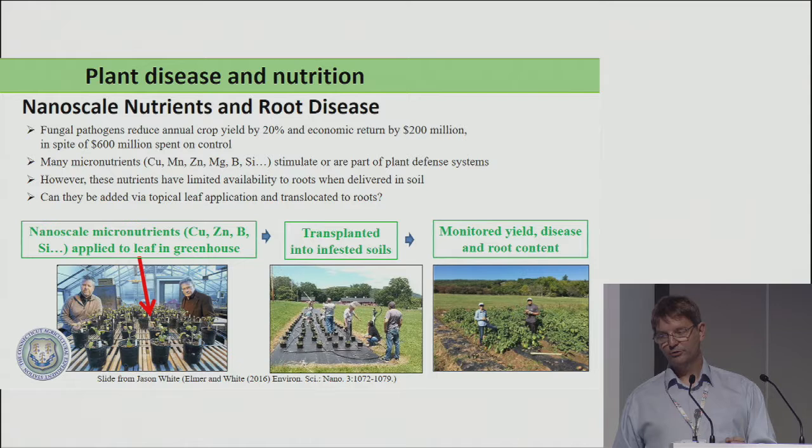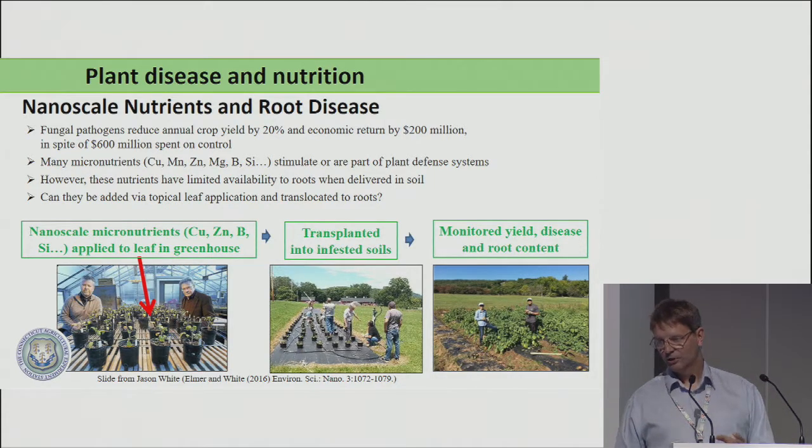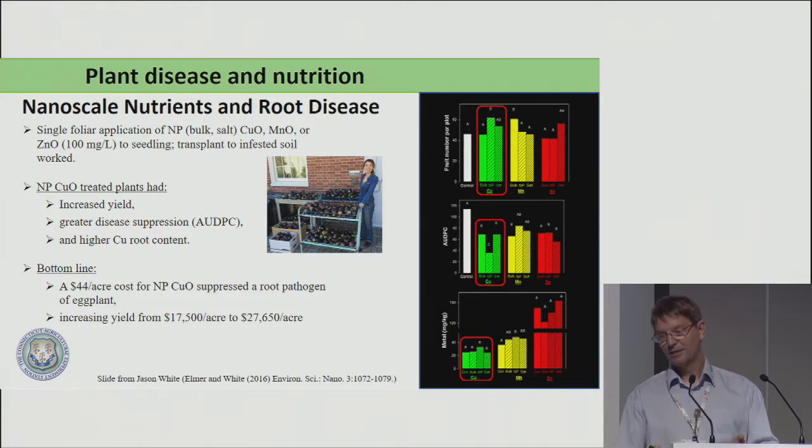So they basically took nanoscale micronutrients, applied them to the leaf in greenhouses where the plants were safe from the infestations in the soil. Then once the plants were grown and had the nanomaterials applied or various controls, they transplanted them into infested soils in the field and then monitored the yield, disease and root content of the material of the micronutrients. So the single foliar application was in the lab, in the greenhouse, but once in the field they observed an increased yield in the plants that had the copper oxide treatment applied.